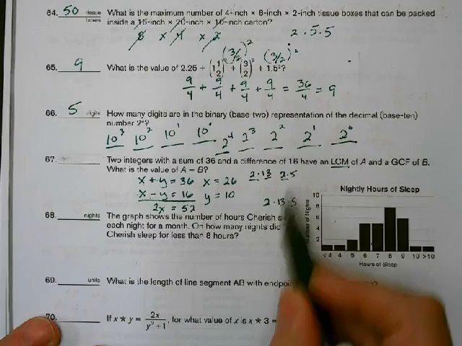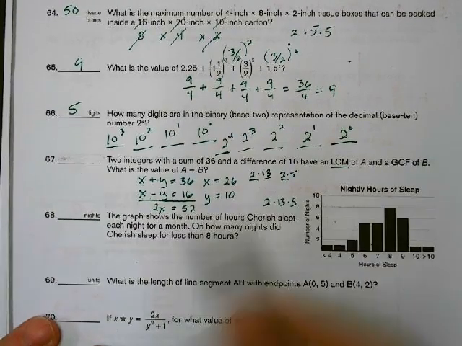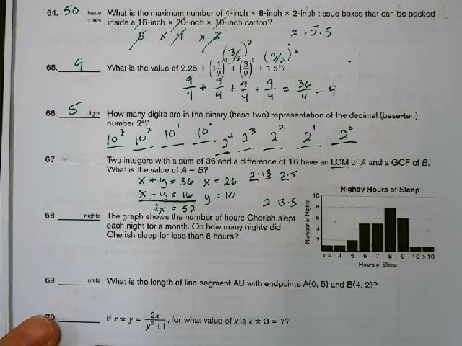So 2 times 13 times 5, that's 26 times 5, ends up being 130, right? Yeah, 130. So the LCM is 130.